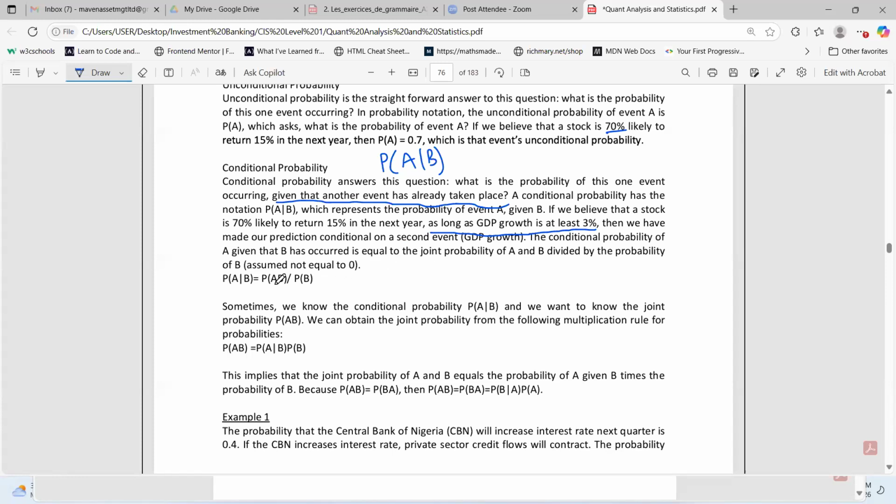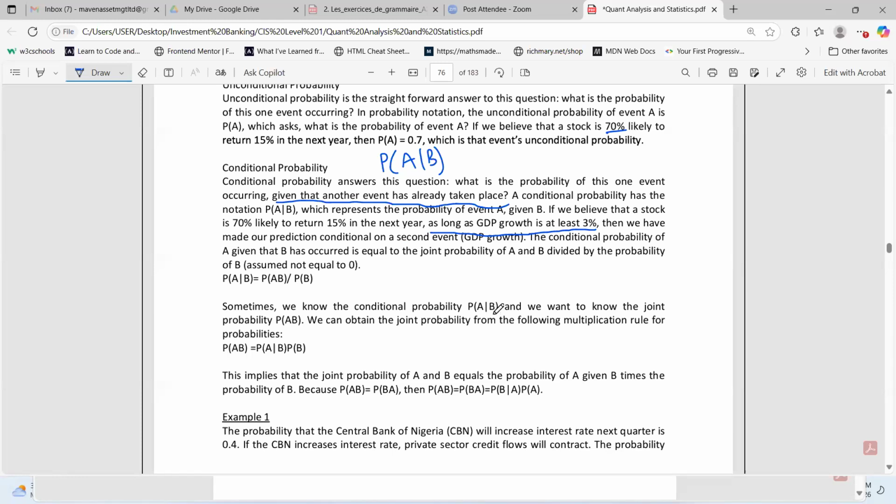All right. Let me go by what we have here. If you believe that a stock is 70% likely to return 15% in the next year, as long as the GDP growth rate is 3%, then what is the probability of this happening? You take this 70% probability for A, multiply it by the condition here, then you divide by the condition as well. So that's what the idea is about.